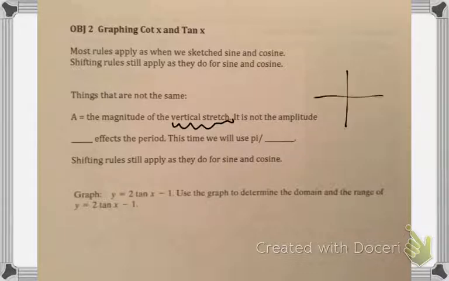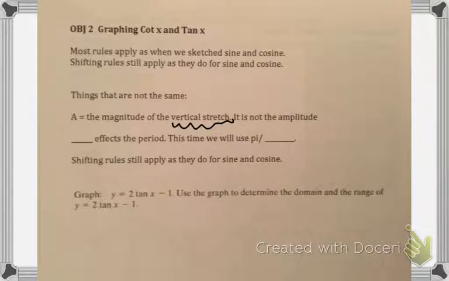So, for instance, if you have regular tangent, okay, that's a regular function. If I make the amplitude bigger, then I have something that gets skinnier. So that's what it does to it. It kind of shrinks or it makes it larger.